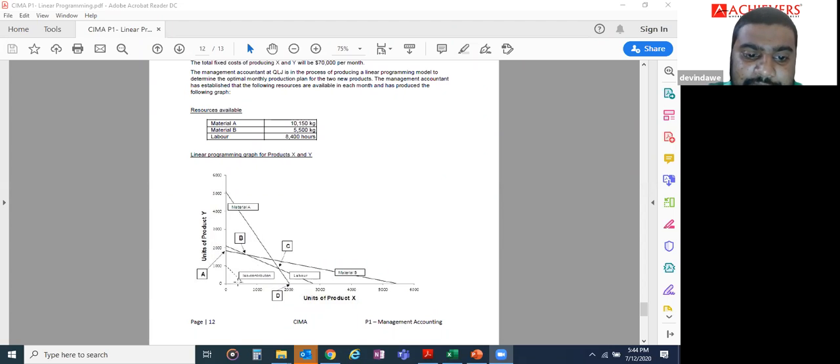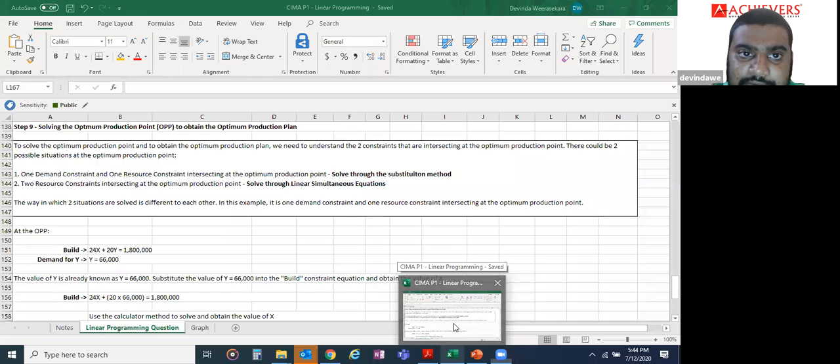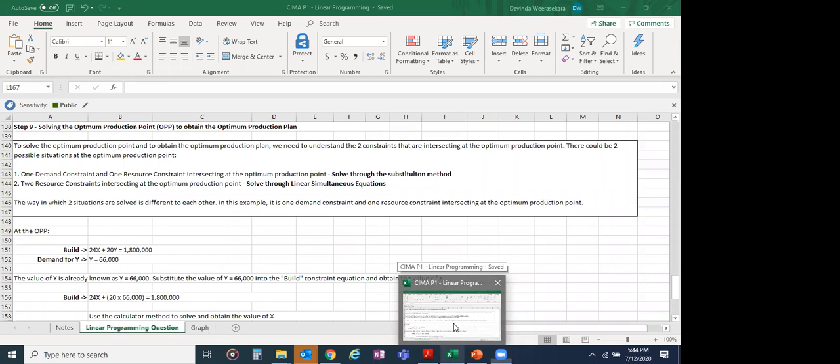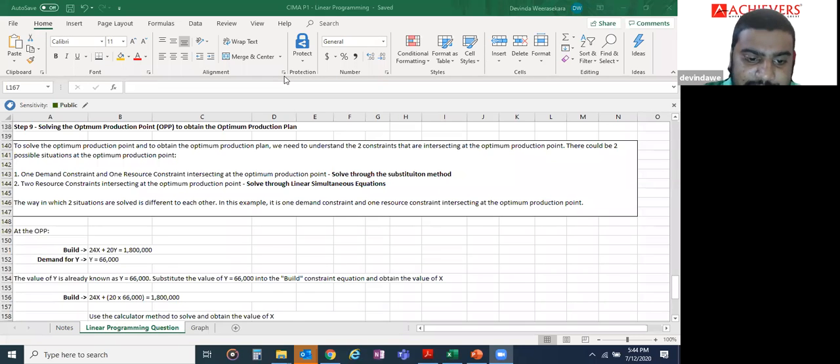When you keep a ruler and move upwards from the iso-contribution line, the furthest corner of the feasible region, the corner that is cut last by the iso-contribution line, is point C. Right? Okay.